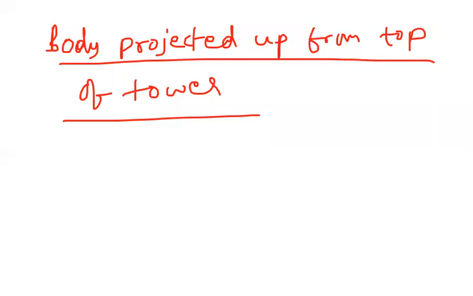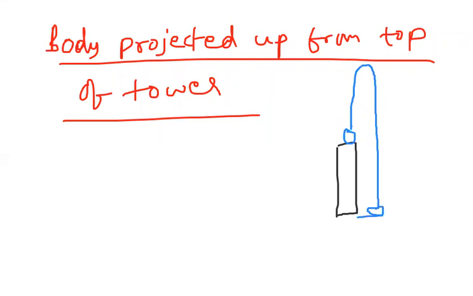In today's class, we are going to discuss a body projected up from the top of a tower. I am taking one tower here, and a body is vertically projected upward from this tower. It reaches some maximum height, comes to rest, and falls down to the ground.